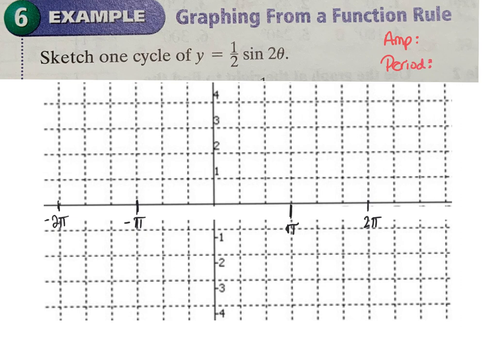All right, so what is my amplitude here? What is the absolute value of A? 1/2. 1/2, which means I am going to go up 1/2 and down 1/2. That's as far as I will go. Period is going to be 2 pi over what? What's in front of my theta? 2. So my period's going to be what? Pi. Which means instead of taking 2 pi to cycle, it's going to take 1 pi to cycle.